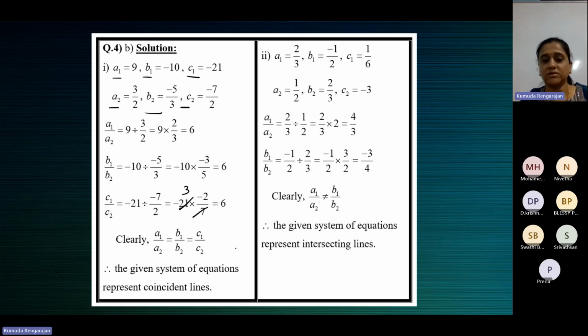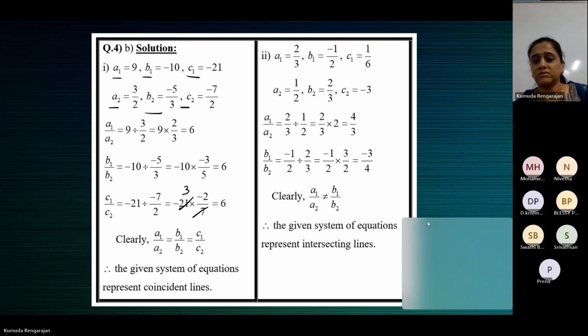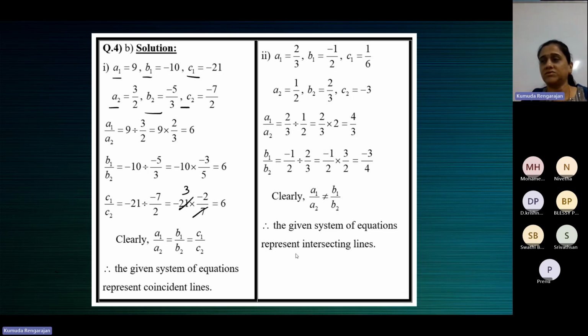So then it is 6 everywhere. A1 by A2 is equal to B1 by B2 is equal to C1 by C2. So coincident lines. The second one, write out A1, B1, C1, A2, B2, C2. Find A1 by A2, B1 by B2. You don't see, I didn't find C1 by C2 because A1 by A2 is 4 by 3, B1 by B2 is minus 3 by 4. Not equal. Then why find C1 by C2?